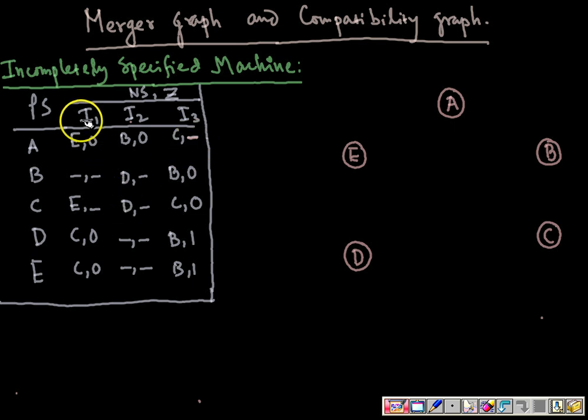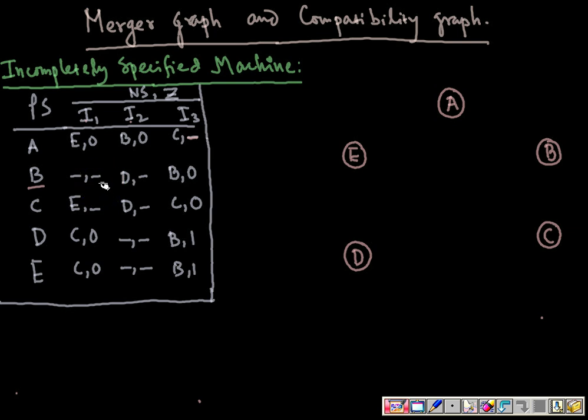Now again, for this input I1, for current state B, what we are getting here is that neither the next state nor the output is given. So it could be anything. It could be any of the 5 states, A, B, C, D or E. The output could be either 0 or 1. Now such a machine is called an incompletely specified machine.